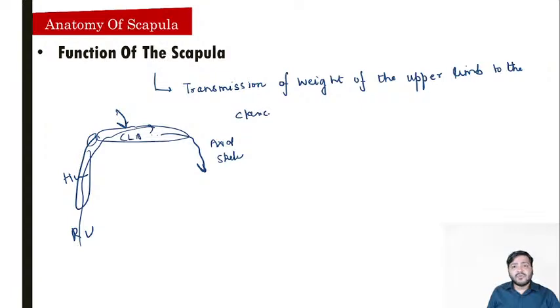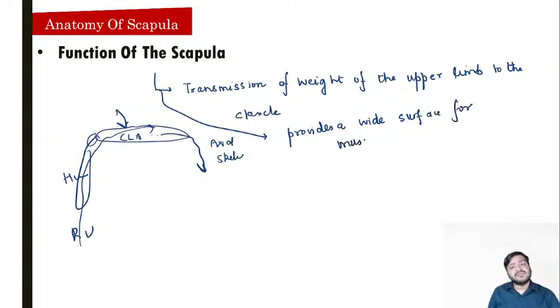Okay, and one more thing that you all have read right now, it provides a wide surface for muscle attachments. You can see a variety of muscles that are attached, okay, on the surfaces, on the borders of the scapula.